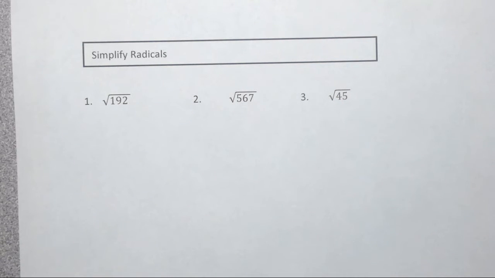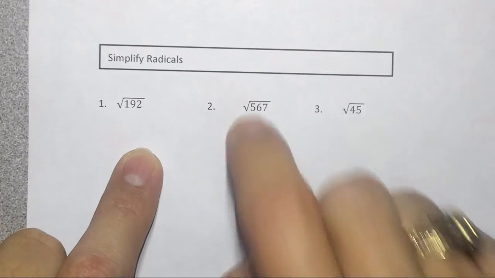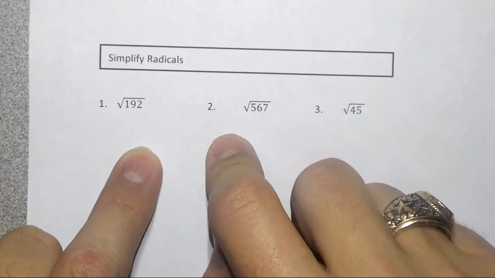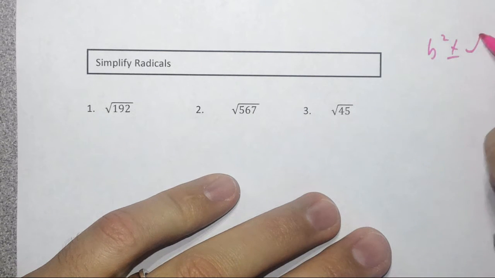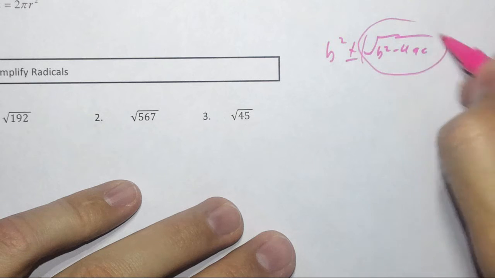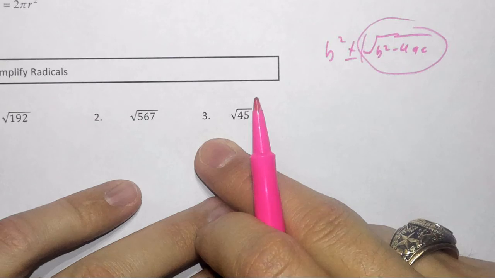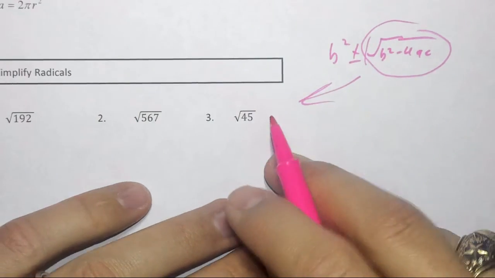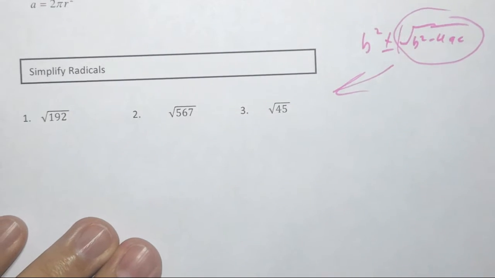For the test 10 review, there's a section on here, simplifying radicals. I don't think there's an actual test question where we just do this, but it's going to be part of the quadratic formula. When you're doing this part right here, that radical there, you're going to have to reduce it like we're going to do here. So this is where this comes into play. I don't think there's a test question where you have to do this by itself. It's going to be part of the quadratic formula.